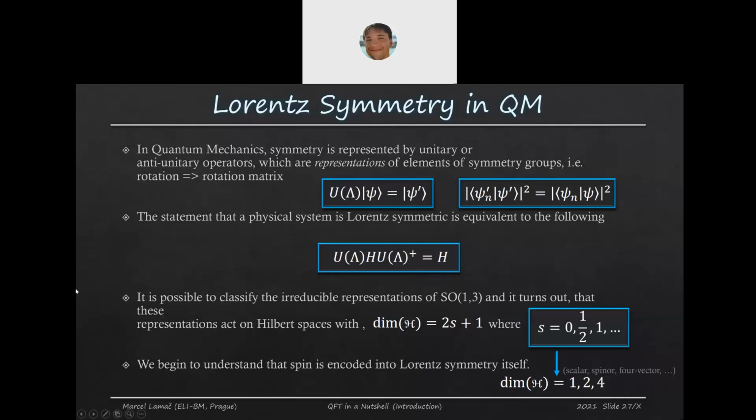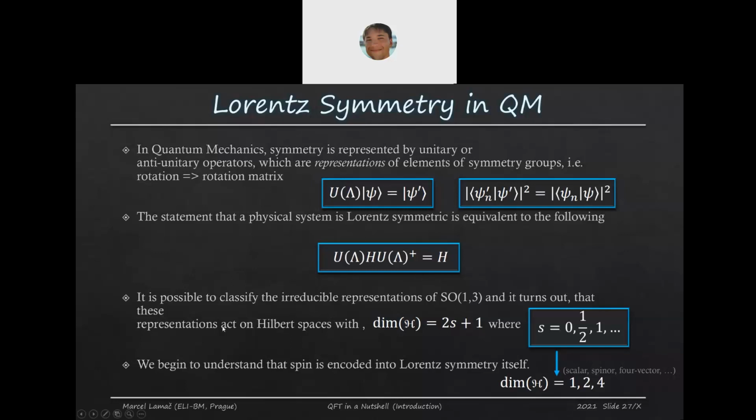Something that we can't do here, but must mention, is that it is possible to classify the irreducible representations of SO(1,3). By the way, SO(1,3) is the RLG, the restricted Lorentz group, because it has determinant equal to 1. The S simply means it's the special indefinite orthogonal group, and special groups are simply those that have determinant equal to 1. This is all described in the context of Lie groups, these groups of continuous transformations.